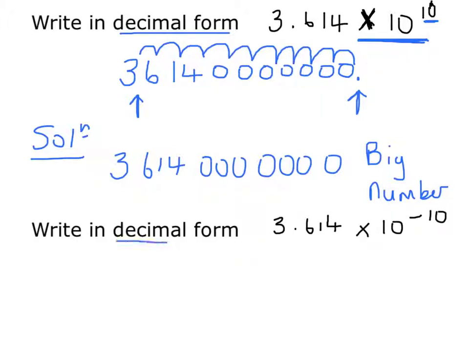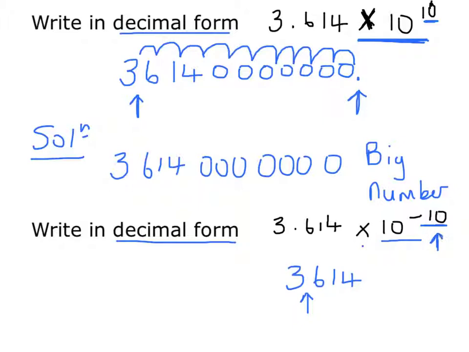Write in decimal form again this number here. Again, it's by 10 to the power of, in this case, minus 10. So let's write out the number again. So I'm going to write it over to the right hand side. It's 3,614, right? The decimal point was originally here. And I have to multiply it by 10 to the minus 10.